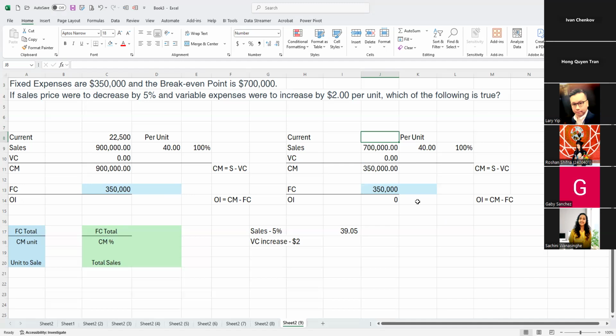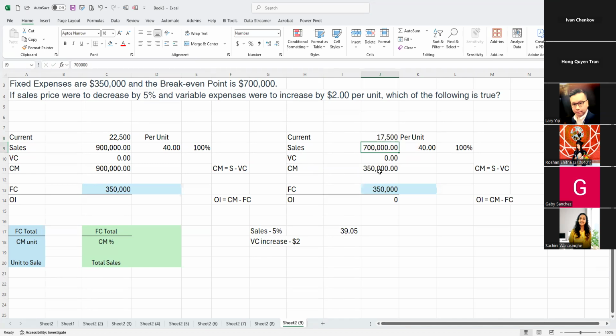How many units am I selling at the break-even? Do I know my price per unit? Yes. Do I know how much my sales are? Yes, $70,500 in sales, and how many units am I selling? This one times 40, divided by 40, right? So 70,500 units, correct? Yes.